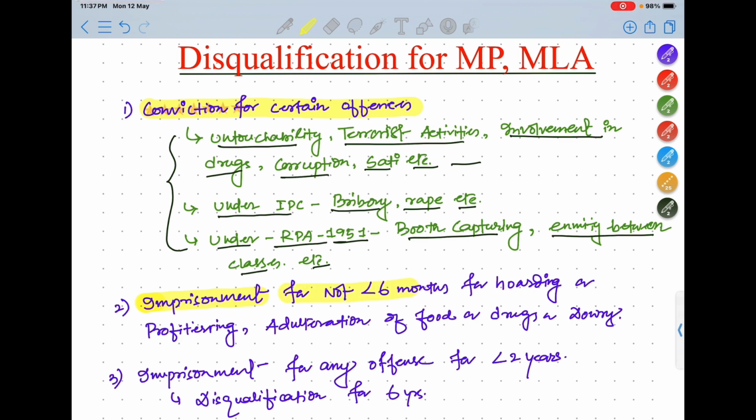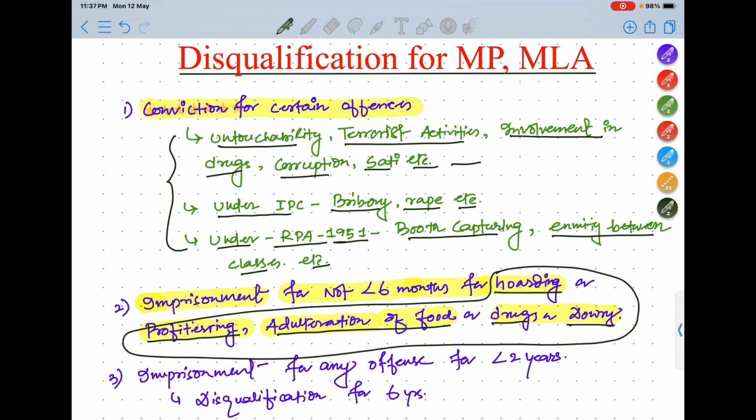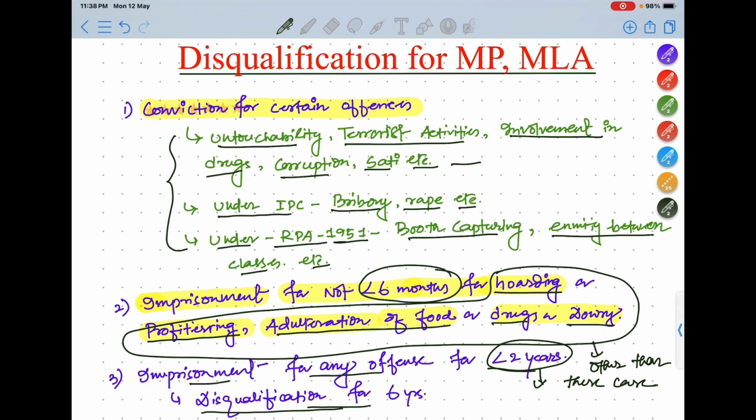That is imprisonment for not less than 6 months for hoarding or profiteering, adulteration of food and drugs, or dowry. Okay. So remember one thing, in this particular case, hoarding or profiteering, adulteration of food and drugs, or dowry, if you are imprisoned for more than 6 months, then you can be disqualified. At the same time, in other cases other than these cases, if your imprisonment is more than 2 years, then you can be disqualified. And also that disqualification will last for 6 years.